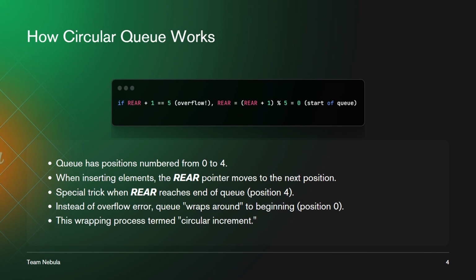element. However, there's a special trick when the rear pointer reaches the end of the queue, position 4 in our case. Instead of causing an overflow error and stopping there, the circular queue cleverly wraps around to the beginning of the queue, position 0. It's like completing a circle, right? So this process of wrapping around is called circular increment.